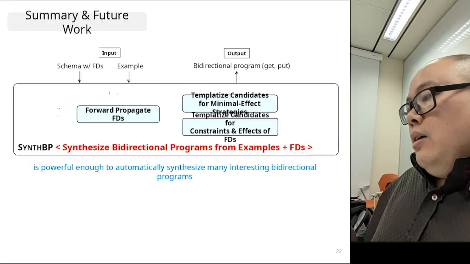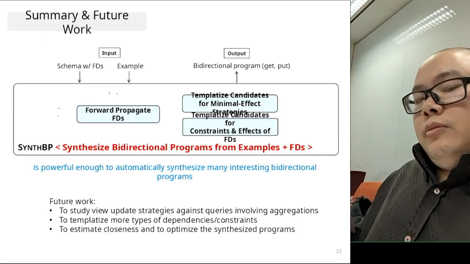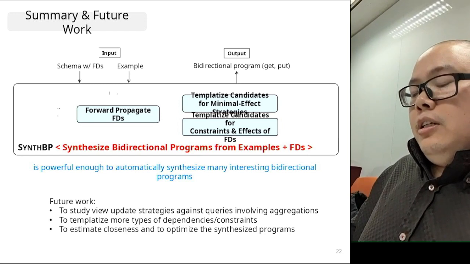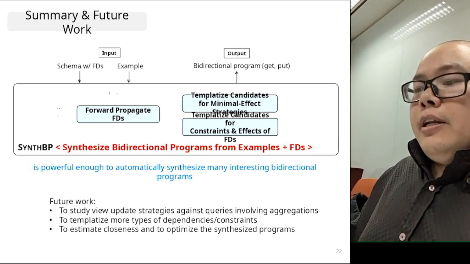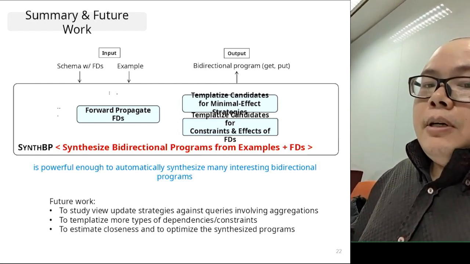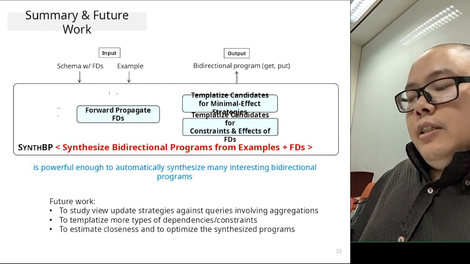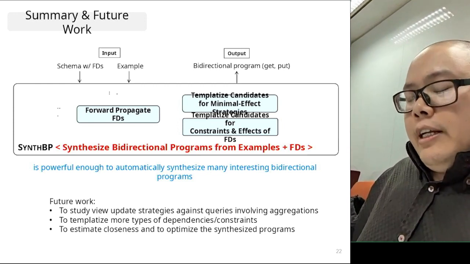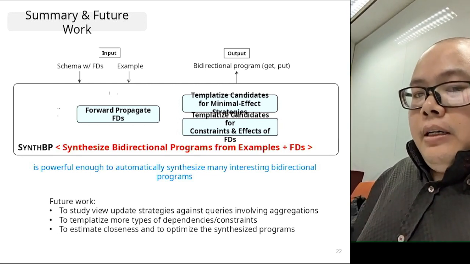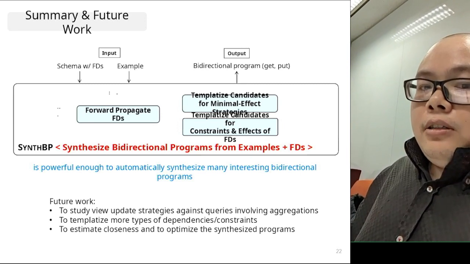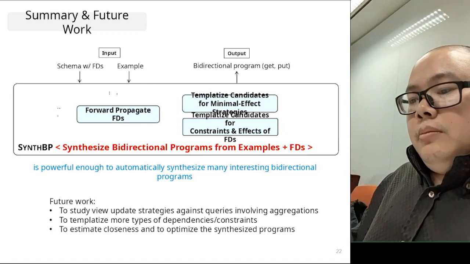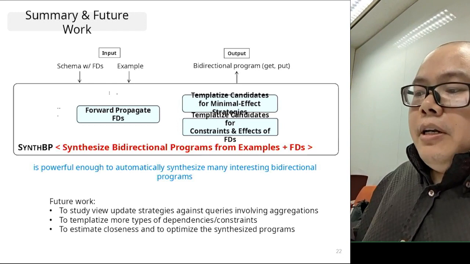Okay, in the last slide, in this talk, I gave you an overview of our approach for synthesizing bidirectional programs from examples with functional dependency. There are three core contributions. First, forward propagating dependency from the source to the view. Second, making templates for minimal effect via the strategy. And the last one is making templates for encoding the constraint and effect of dependencies. The well-behavedness of the bidirectional program is guaranteed by the well-behavedness of templates and of the composition. In the preliminary experiment, our system is powerful enough to automatically synthesize many interesting bidirectional programs.